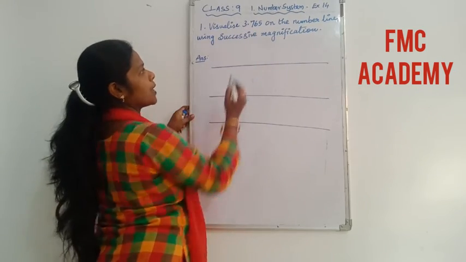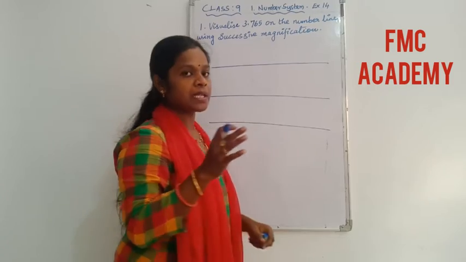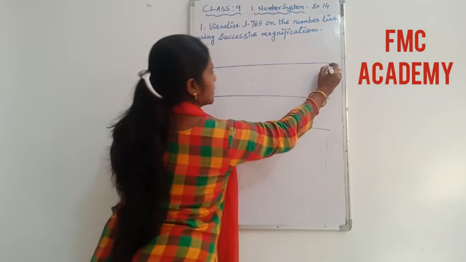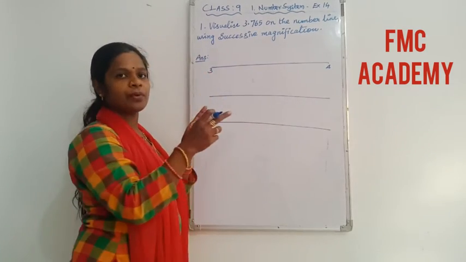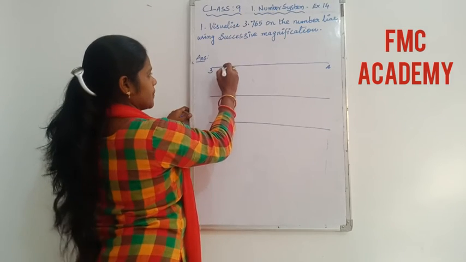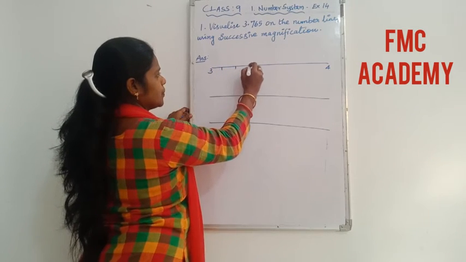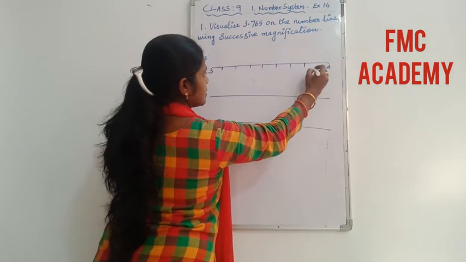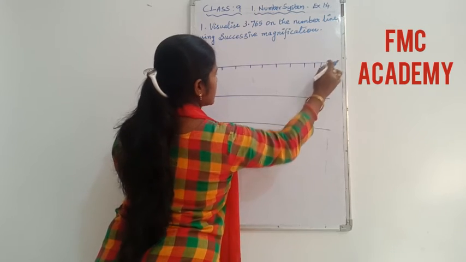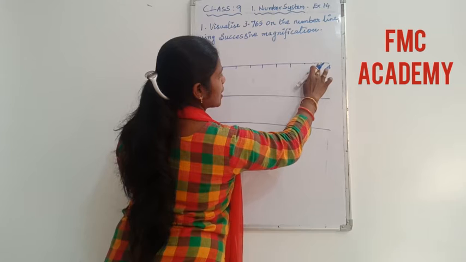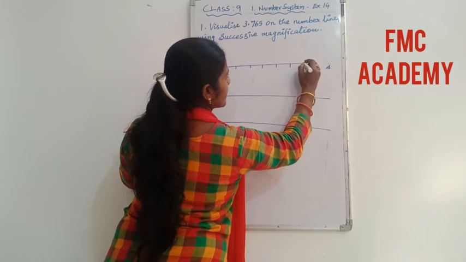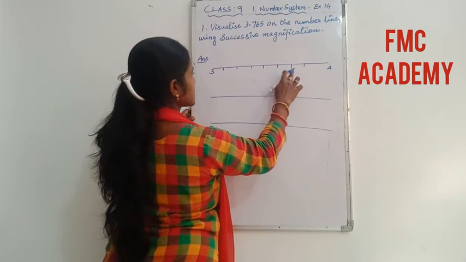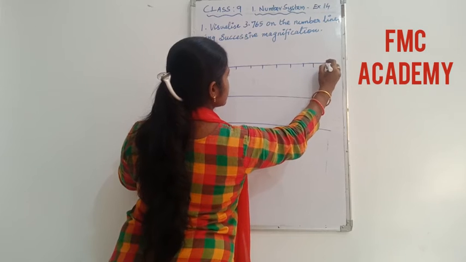Since the number is 3.765, we know that the number is between 3 and 4. So we are going to take 3 over here and 4 here. Now between 3 and 4, we are going to make 10 equal parts. So 1, 2, 3, 4, 5, 6, 7, 8, 9 and then the last one will be 10. If it is not equal, let us make it equal part here. 1, 2, 3, 4, 5, 6, 7, 8, 9.